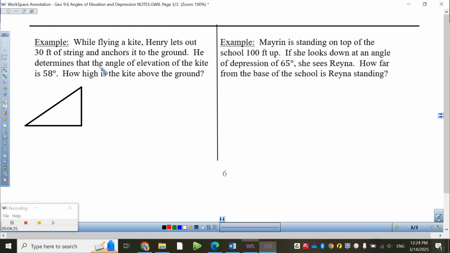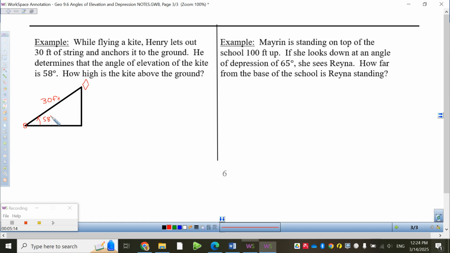All right, so let's read the problem again. While flying a kite, so we have a kite up here. It's a very rough sketch of a kite. Henry lets out 30 feet of string and anchors it to the ground. So this distance right here is going to be 30 feet in this problem. Okay, that's the string from the ground. He anchors it to the ground here. It goes all the way up here in the sky to the kite. We also know that the angle of elevation in this problem, so the angle of elevation is from the bottom moving up to the top here, is 58 degrees.